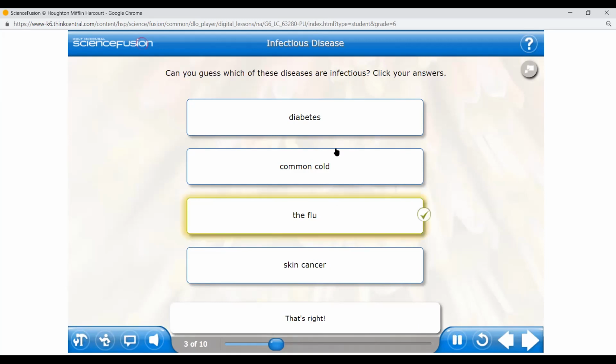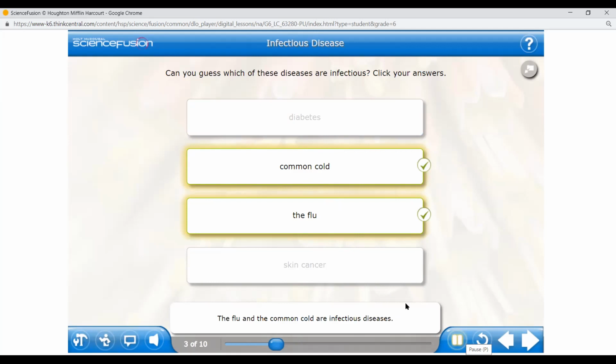Very good. Flu is the answer. That's right. Common cold. Infectious diseases spread. Diabetes and skin cancer are non-infectious diseases, which do not spread, which we do not get from one person to another. They can be caused by pathogens. The flu and the common cold are infectious diseases.